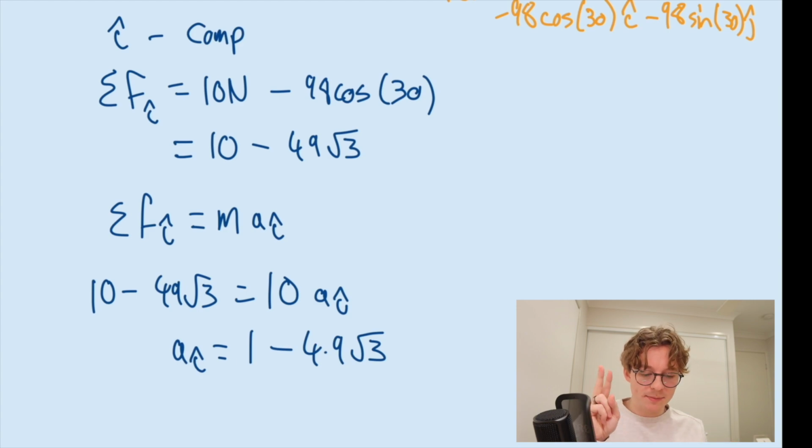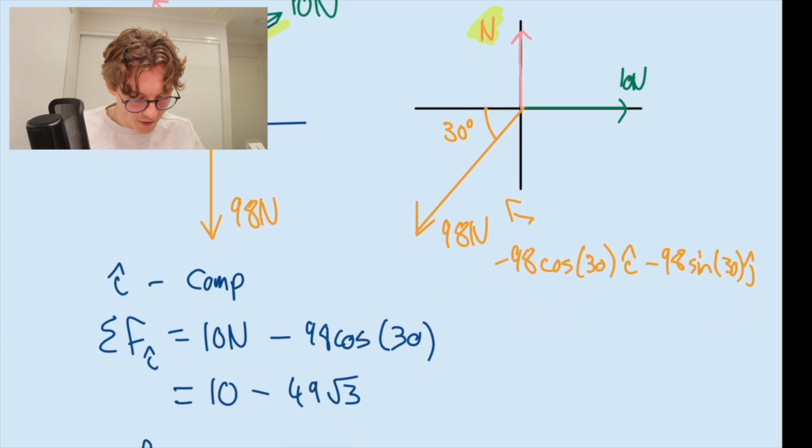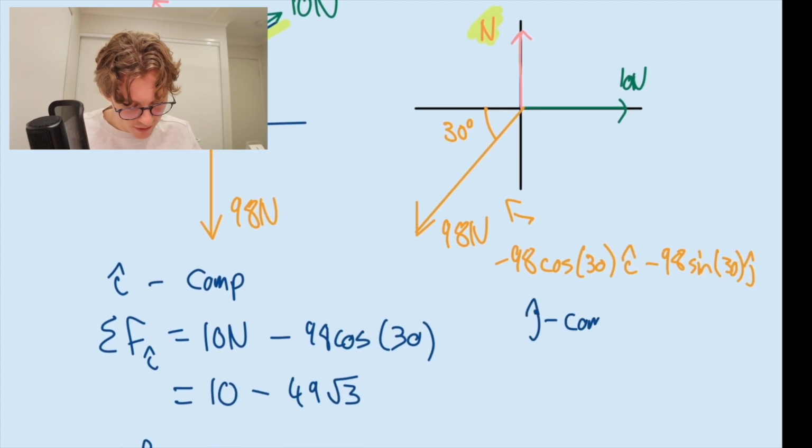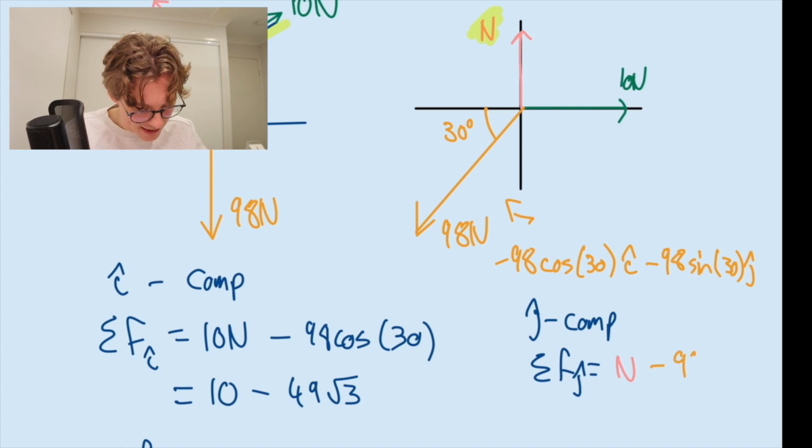Now let's look at the second part, finding my normal force. That is my pink force here. So to find my normal, I now want to find my J components, or my vertical components. So my J components, again, are going to be the sum of forces in the J direction, equal to, let's put my normal force in pink, minus the normal force in the J direction from my weight. That is 98 sine of 30.